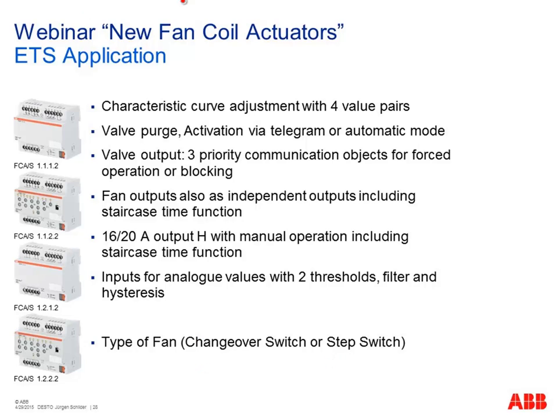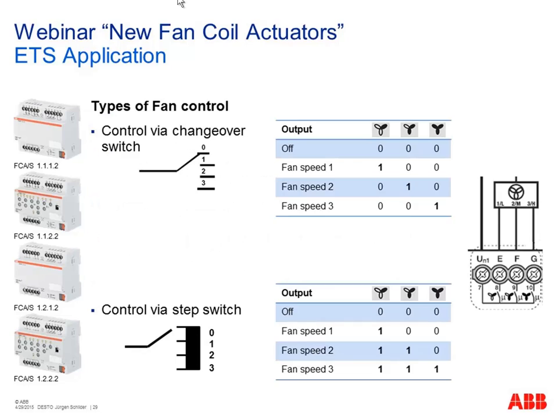What does it mean? Have a look at the next slide. Depending on the fan coil unit you are using, there are two different ways to control the fan speed. Okay, we have 3 relays. But how to control the relays for the different speeds? 2 options. Changeover switch, the solution you see here, and have a look at the 3 relays we are using depending on the speed of the fan.